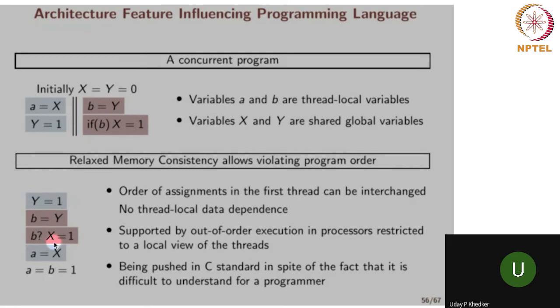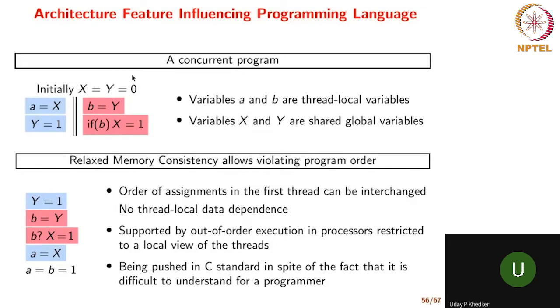Now, when we allow such complicated semantics, obviously understanding the behavior of the program is going to become much, much more difficult. But because processors can execute this, they say that this is one of the optimizations and this might help you. This is an example of architecture feature influencing programming language.